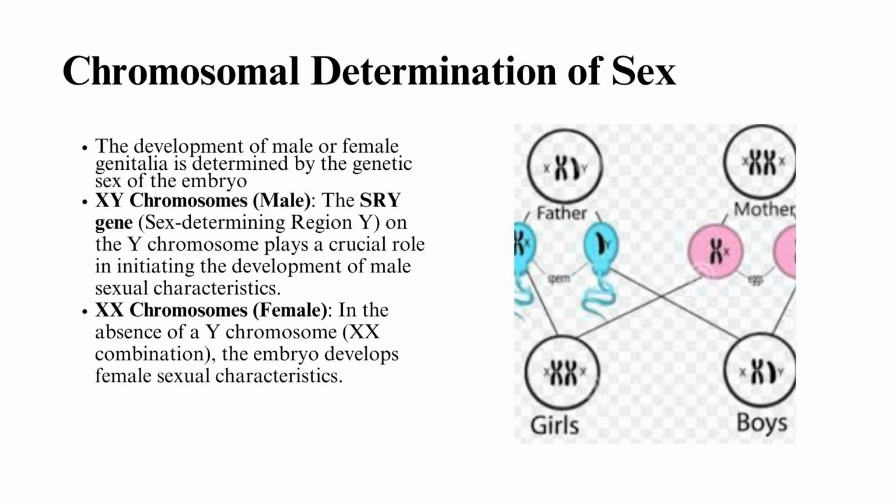First, chromosomal determination of sex. The development of male or female genitalia is determined by the genetic sex of the embryo, which is established at fertilization. XY chromosomes: male. If the sperm carries a Y chromosome from the father and fertilizes the egg, the resulting zygote will be male, XY. The SRY gene, sex-determining region Y, on the Y chromosome plays a crucial role in initiating the development of male sexual characteristics. XX chromosomes: female. In the absence of a Y chromosome, the XX combination, the embryo develops female sexual characteristics.